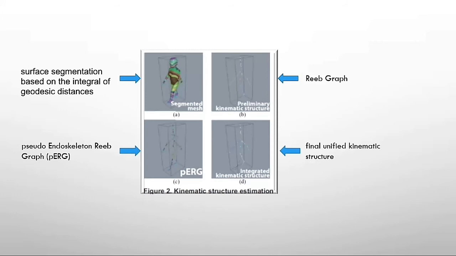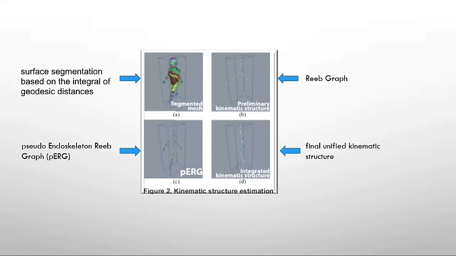This is the figure showing the kinematic structure estimation. In the first figure, it shows the segmentation mesh. It is the surface segmentation based on the integral of the geodesic distance. The second one is the Reeb graph. It is the preliminary kinematic structure. From the preliminary kinematic structure, the PERG is produced. PERG stands for the pseudo-skeleton Reeb graph, and from it, the final unified kinematic structure is produced.